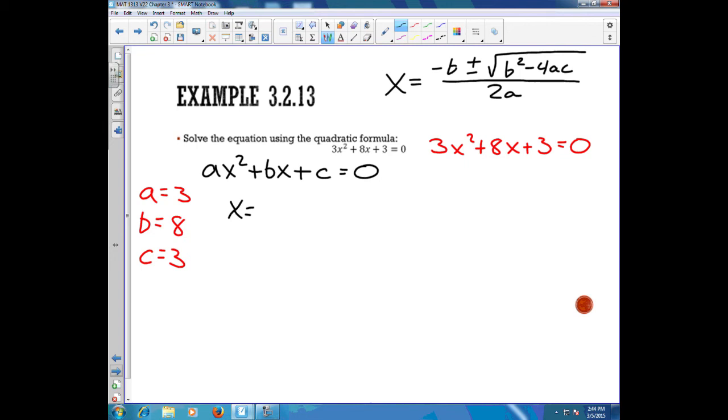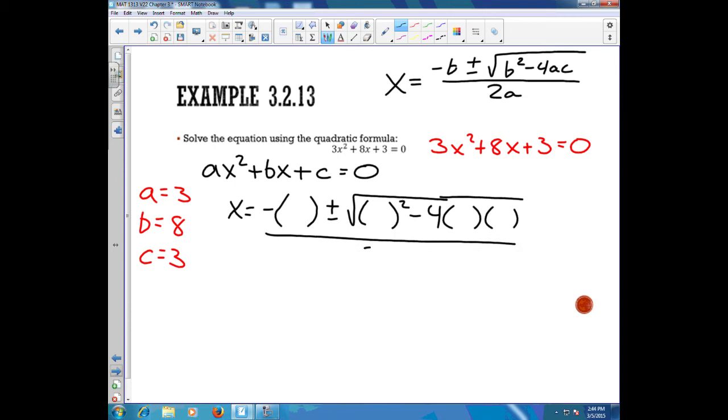And so we're going to take the quadratic formula and just plug in all the numbers. And we get x equals negative b plus or minus the square root of b squared minus 4 times a times c over 2 times a. Now in this case, when I'm writing the quadratic formula, I just replace all the letters with parentheses and then fill in the appropriate numbers. So a is 3, b is 8, and c is 3. And now it's just a matter of simplifying this down.